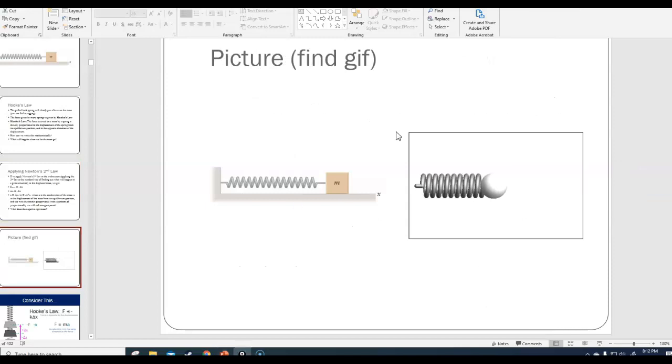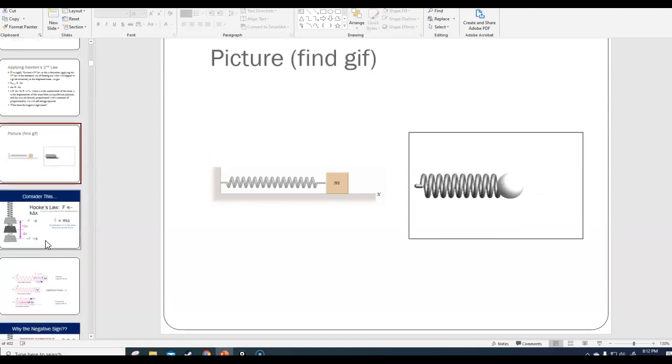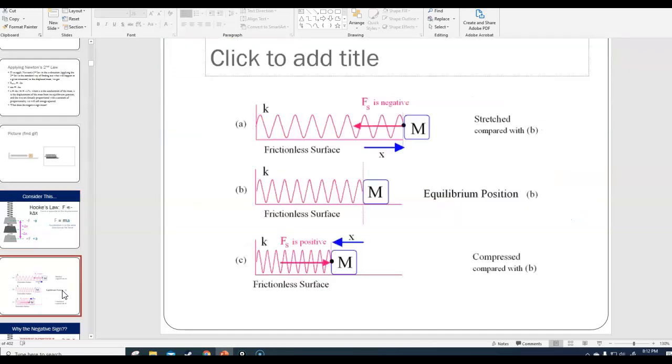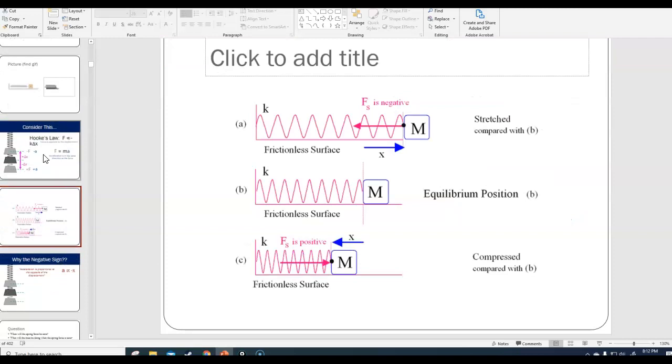Okay, so of course we can visualize what that motion is going to look like. It's going to be some type of back and forth motion, but we'll get more into that as we go through here. Okay, so this is just going back to the mass on a spring.